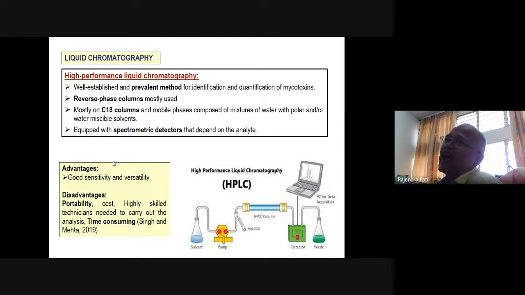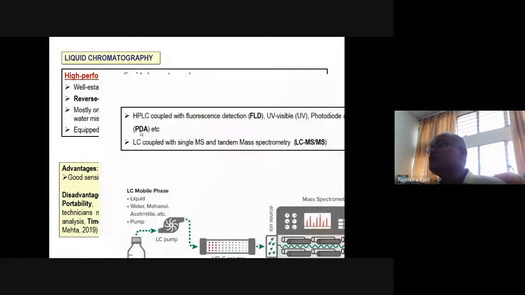Then liquid chromatography, high performance liquid chromatography. This method is very important and has good sensitivity and versatility. But the most important disadvantages are its lack of portability and on-site screening, particularly for import, export, or trading purposes, where these methods are not suitable. There is also the cost, the need for skilled personnel to carry out the analysis, and again it is time consuming.